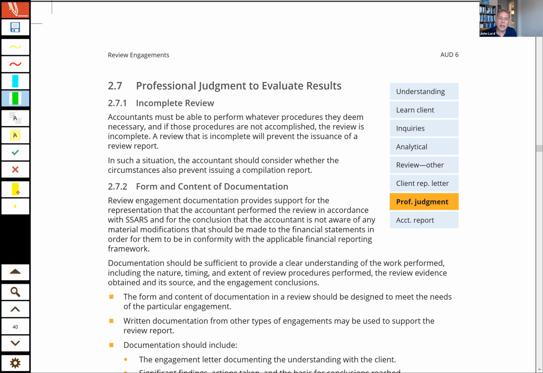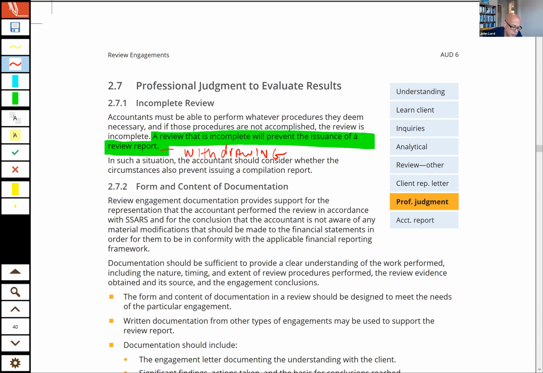So if you can't complete the required review procedures that we talked about, you're not able to do the inquiries, you're not able to do the analytical procedures, or you're not able to get the management rep letter, you have no choice but what? Not issue a review report. And if we don't issue a review report, what are we doing? We are withdrawing from that engagement. If you don't issue the report, that's withdrawal.